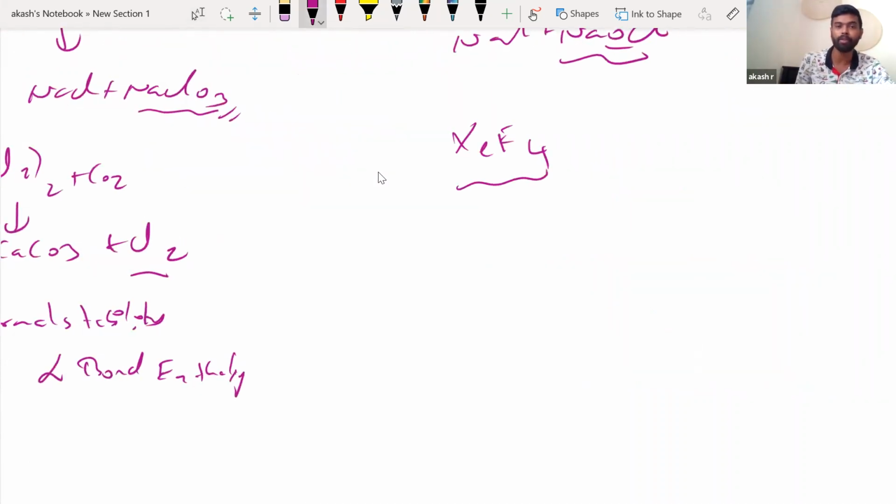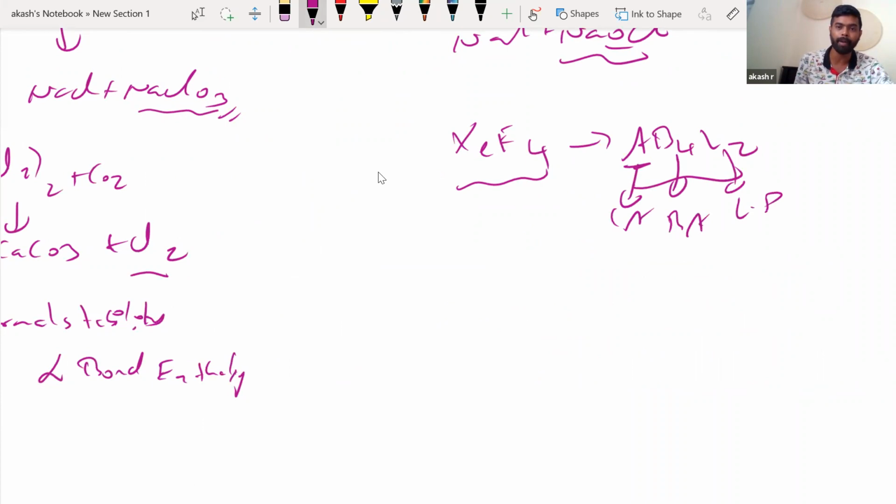Right. Now XeF4 belongs to the category of AB4L2. Now what do you mean by AB4L2? A is the central atom, right? B is the bonding atom. L is the lone pair. Okay, A is the central atom, B is the bonding atom, L is the lone pair.